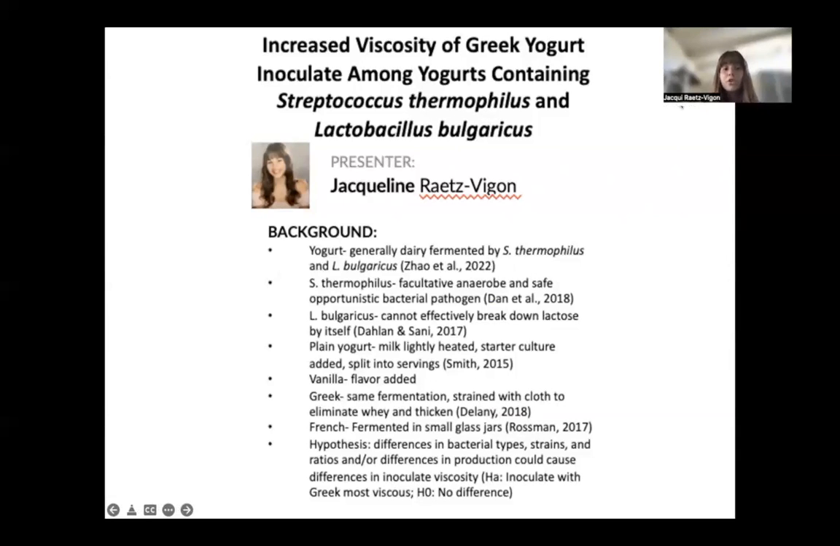All of the yogurt starters that we tested contained these two bacteria, but they were present in different ratios and with different additional bacteria. We hypothesized that these differences, as well as the differences in production between different types of yogurt, could cause differences in our homemade yogurt viscosity. Our prediction was that yogurt made from Greek starter would be the thickest.